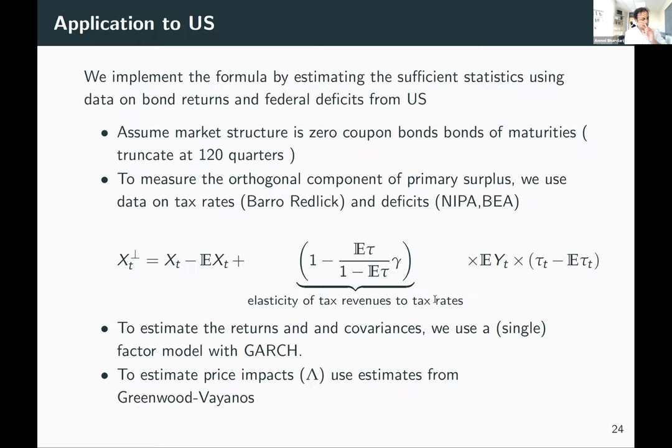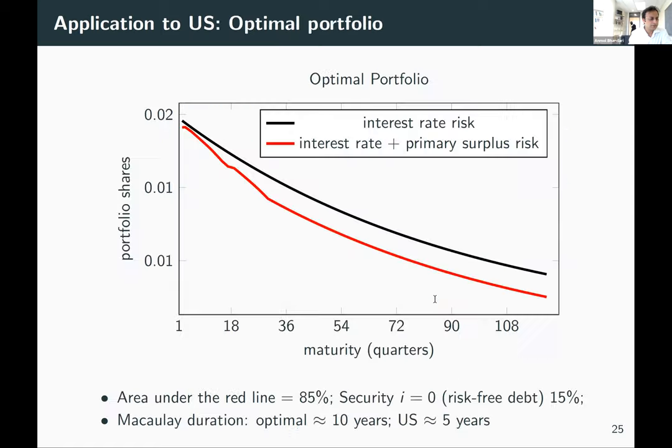Okay, so I'll need to rush a little bit here, but the quantitative application is going to the US, measuring all these objects, the deficit, the orthogonal component of deficits. For the returns, we impose a factor structure and measure the time-varying covariances using GARCH. And for lambda, we use estimates from Greenwood-Vayanos, who in turn use QE episodes in the US and UK to get lambda. What we get is the following.